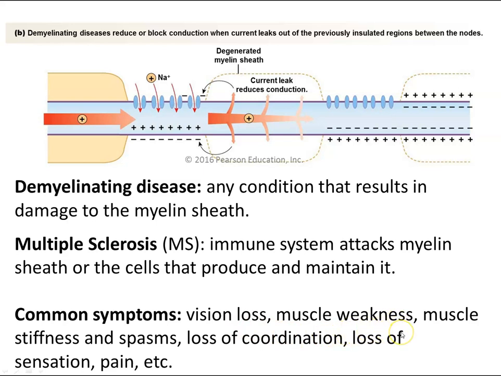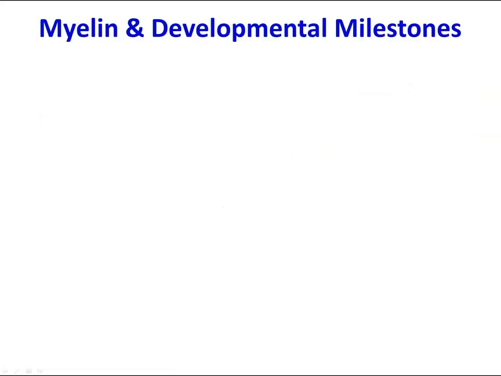Muscle weakness, all your skeletal muscle, all innervated by a very, very, very long axon, okay? And so that's why if you lose myelin, it's really hard for you to have coordination and movement of skeletal muscle. Which brings me to my last topic of this lecturette. I want to talk about myelin and developmental milestones.